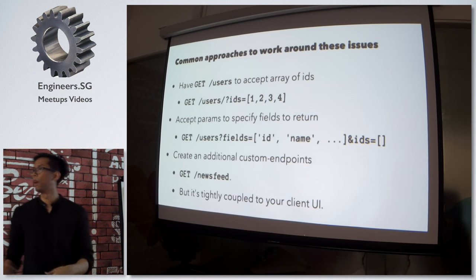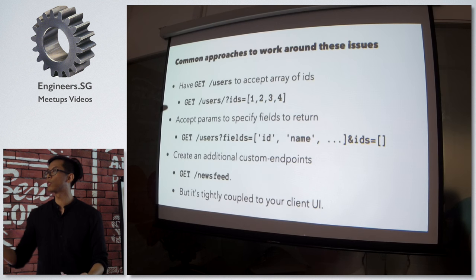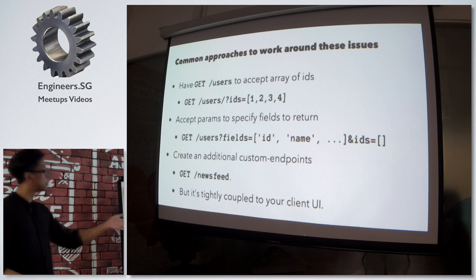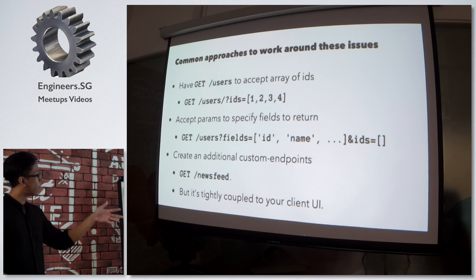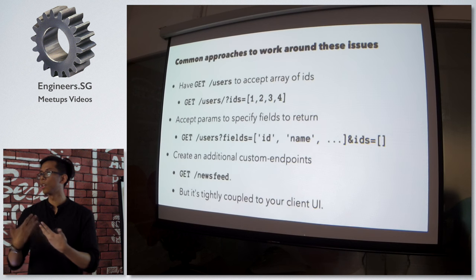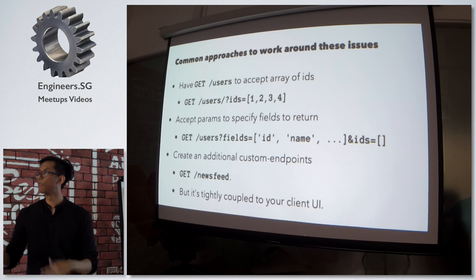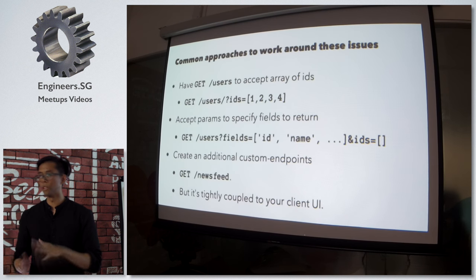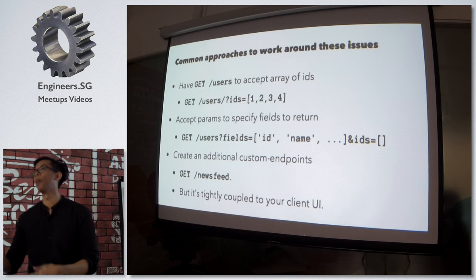And then another approach is basically just, okay, let's create a custom endpoint for your newsfeed queue. So you have a specific endpoint called newsfeed, but then you realize it's kind of tightly coupled to your UI, right? So imagine you have multiple clients, different environments, different platforms. So are you going to do different endpoints for each of your clients? And how are you going to support it if you have different versions?